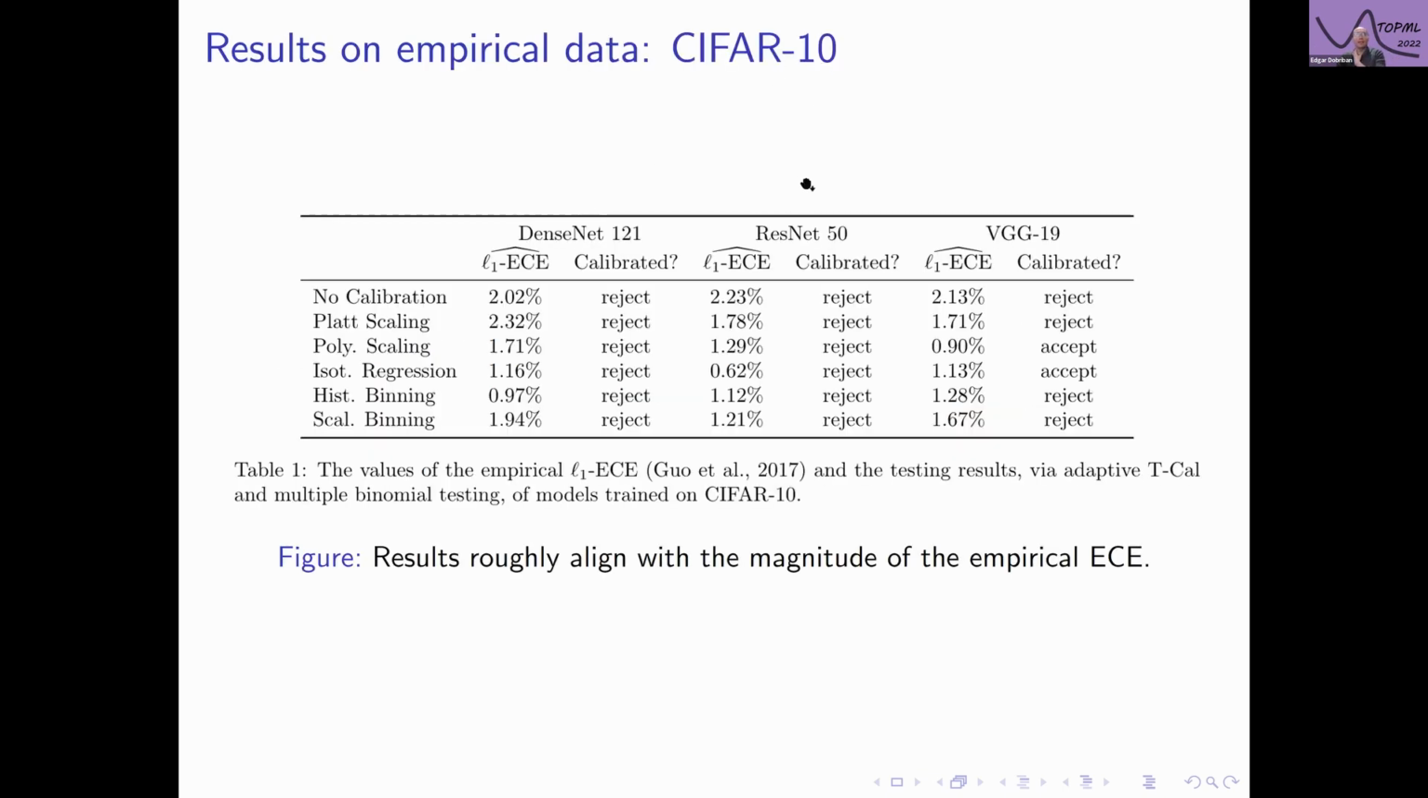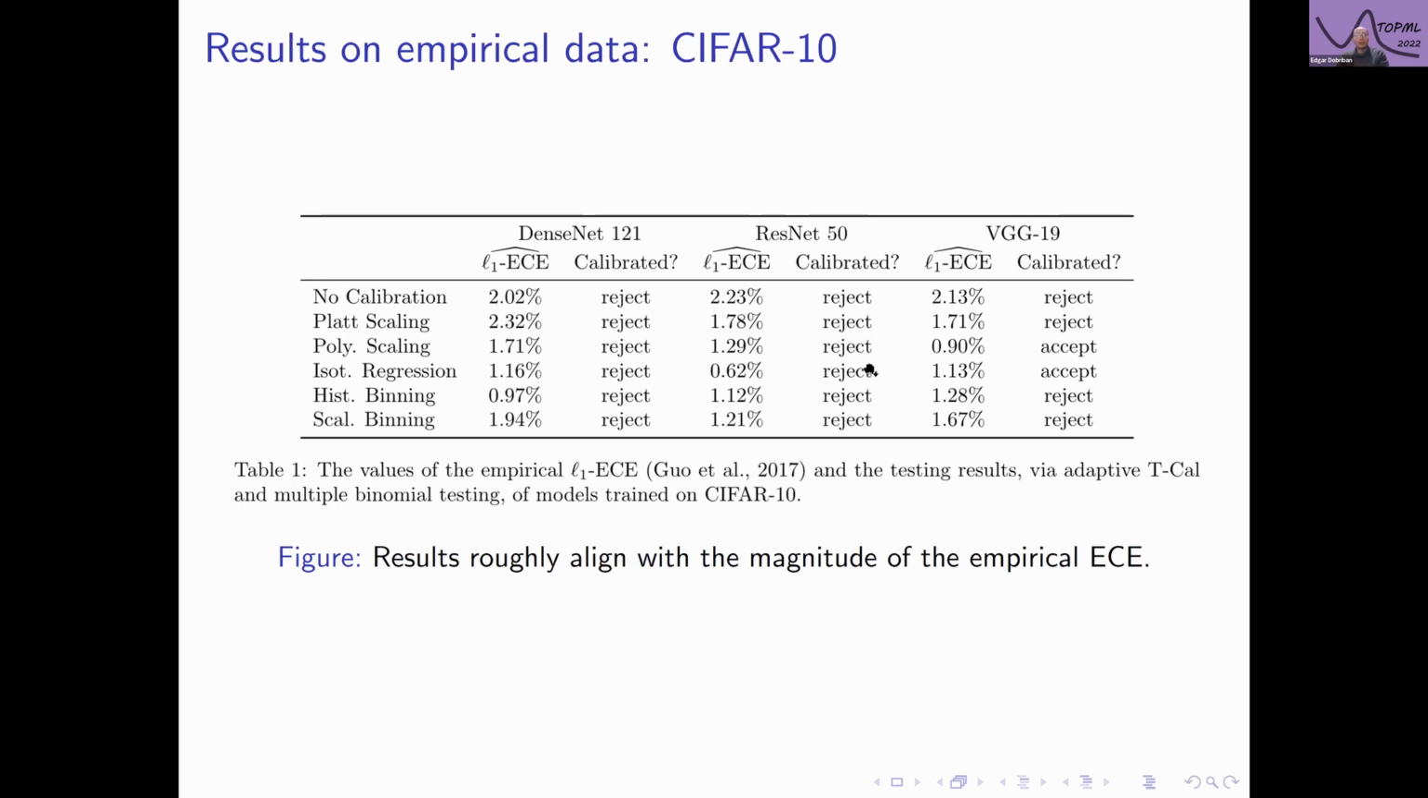So on CIFAR 10, we look at, let's say, ResNet 50, and without any calibration, it gives, this is just standard L1 ECE, 2.something%, and we reject the hypothesis that it's calibrated. But even with these improvements, which are very popular methods, Platt scaling, isotonic regression, and so on, histogram binning, scaling binning, even if they improve the L1 ECE, or at least these numbers go down, right, we still don't believe, based on our method, that the model is really calibrated.